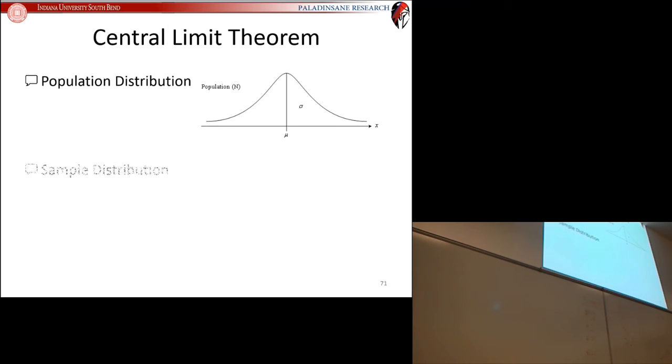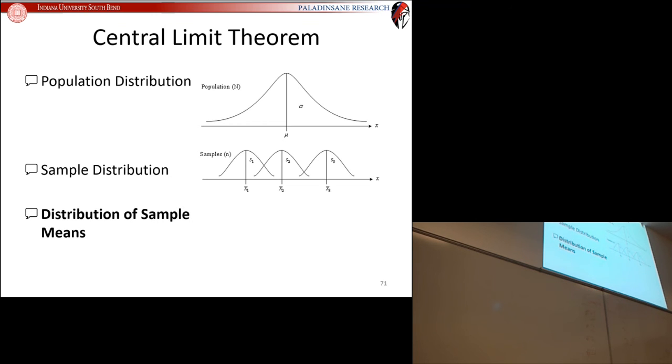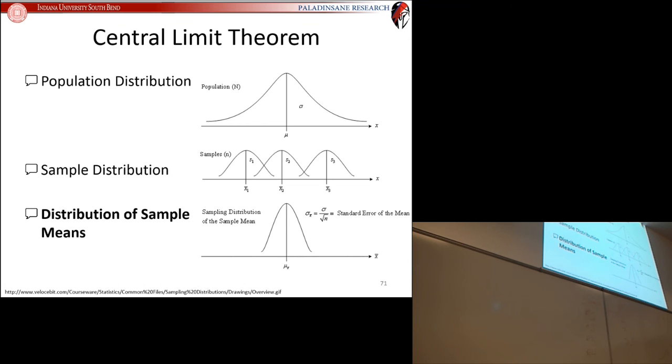From that population, we can take samples. Samples have their own distributions, right? You take a sample of 20, you can make a frequency distribution of their scores. You take a sample of 30, you can make a frequency distribution of their scores. So samples have their own distributions. And if you take the mean of all the samples of a certain size, you can then put those into a distribution of sample means, right? So we have 3 different distributions.